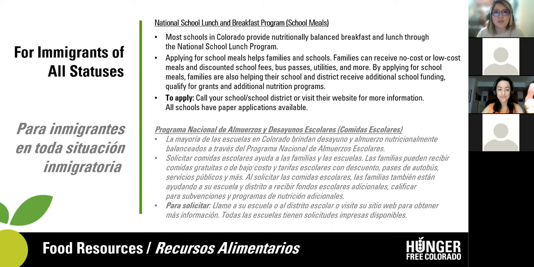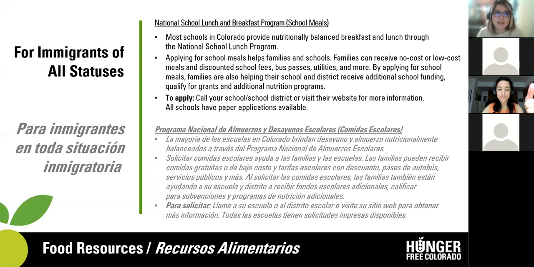For 2021-2022, schools will be able to continue to provide free lunches and meals, but it's important to fill in the paperwork. Applying for these meals helps both the families and the schools. Families can receive reduced fees, bus passes, assistance for public services, and many other benefits. Families also help their school and school district because they receive additional funds and qualify for grants and other food programs.